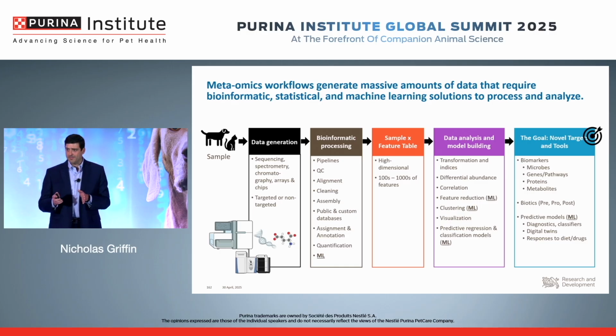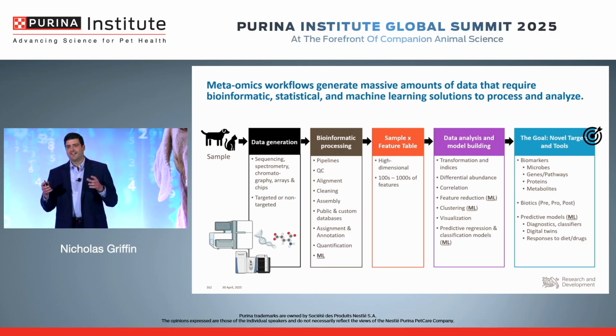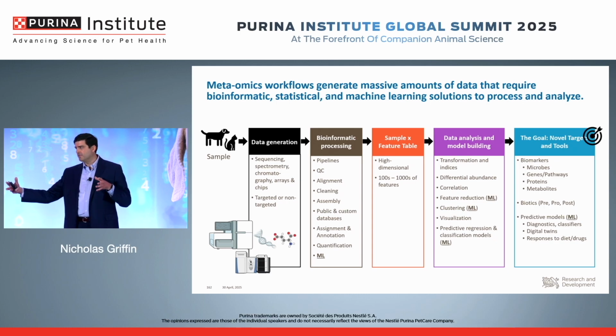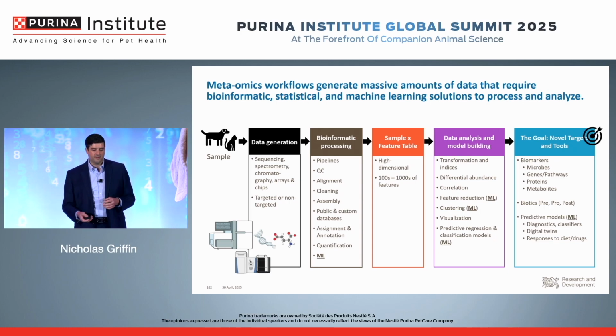The result of all that bioinformatic processing is typically a feature table. This is where we're getting that high dimensional data, where you have hundreds or even thousands of features that are measured on however many samples that you have.